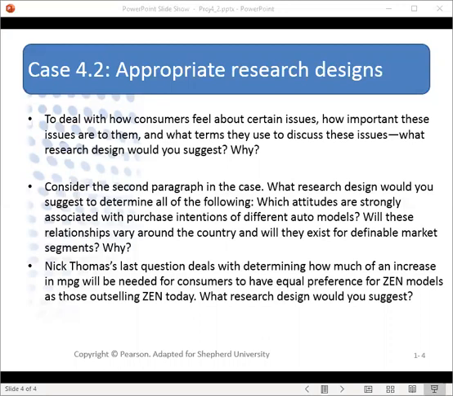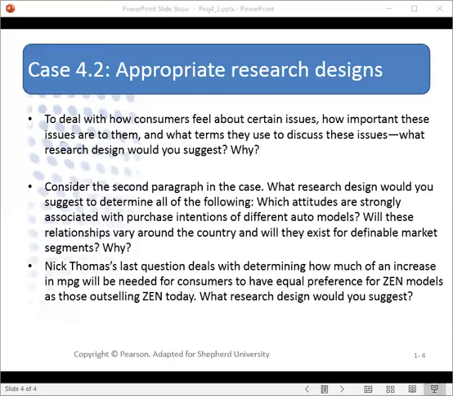And then lastly, Nick Thomas's last question deals with determining how much of an increase in miles per gallon will be needed for consumers to have an equal preference for Zen models as those that are taking market share away from Zen today, and what design would we suggest? Well, the tip-off here is the use of the phrase "required to buy." It strongly infers cause and effect. So a causal research design is called for.